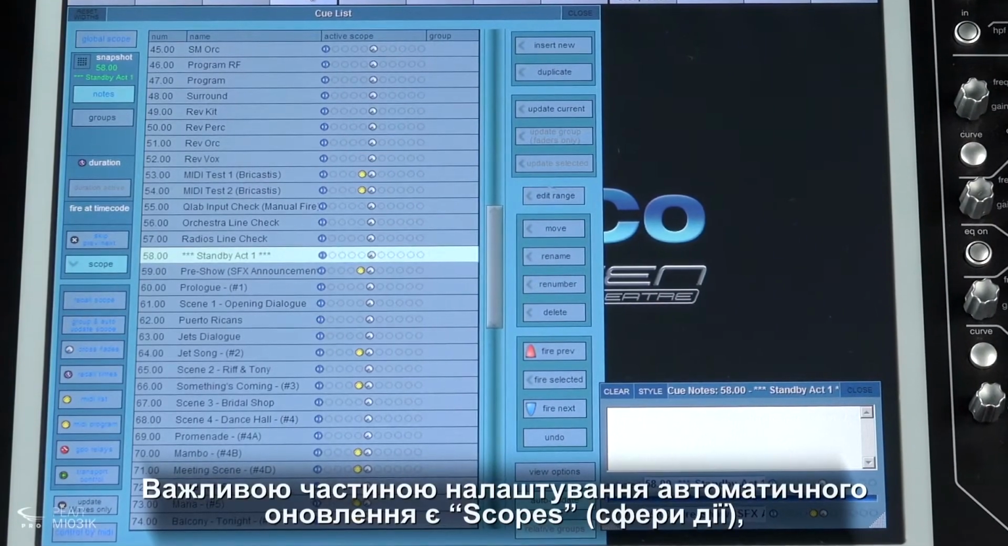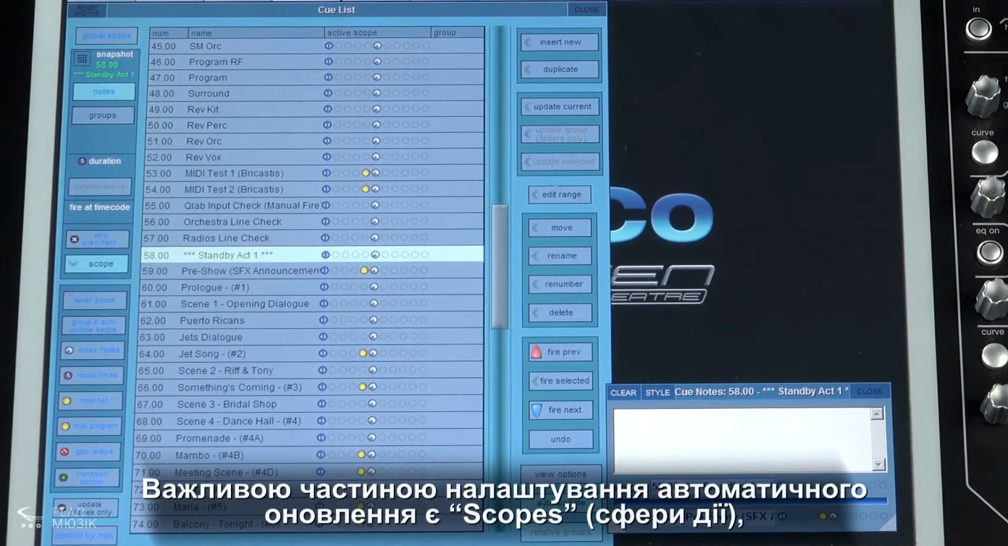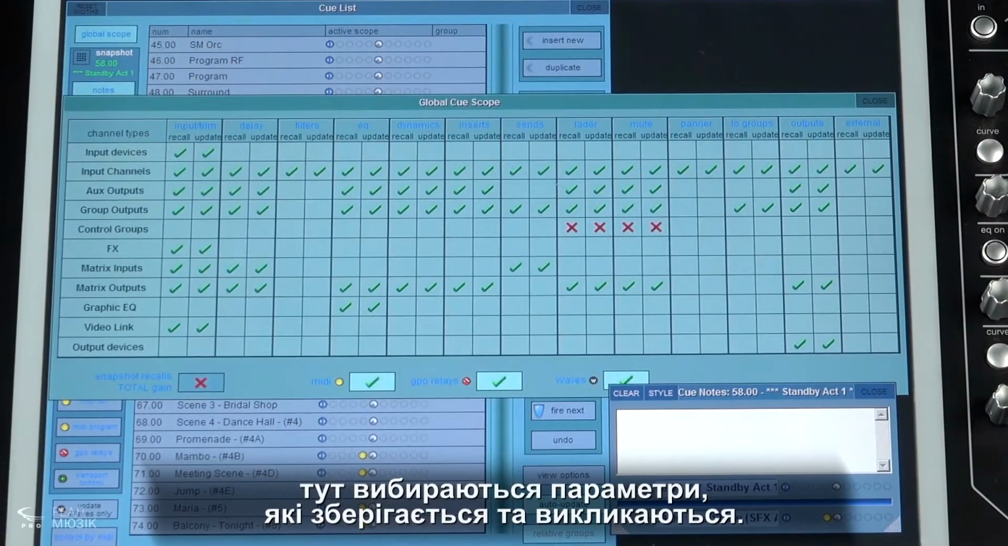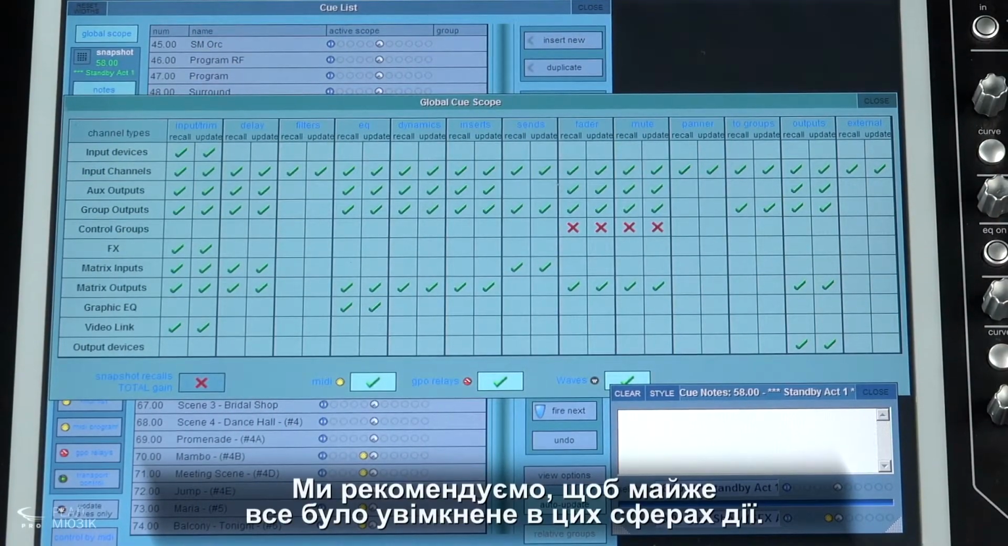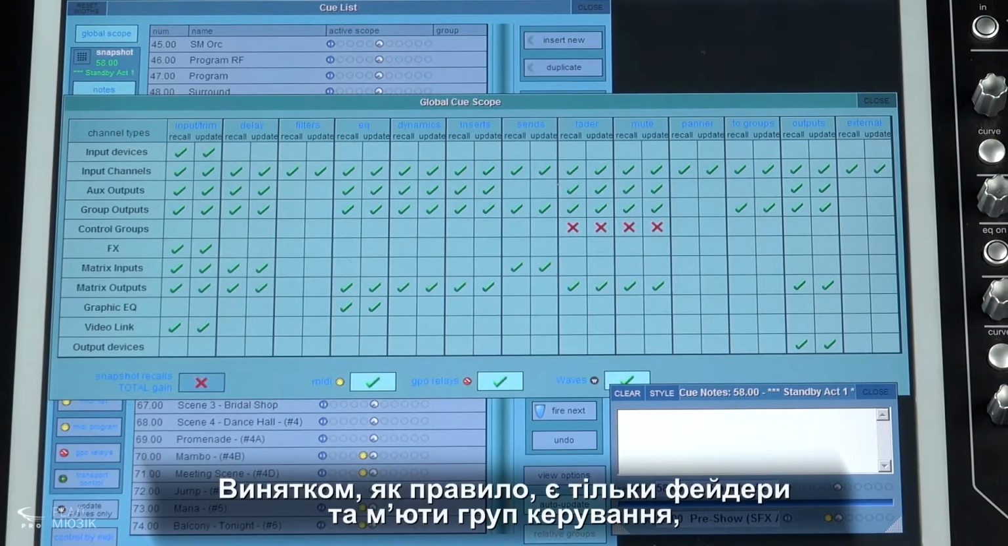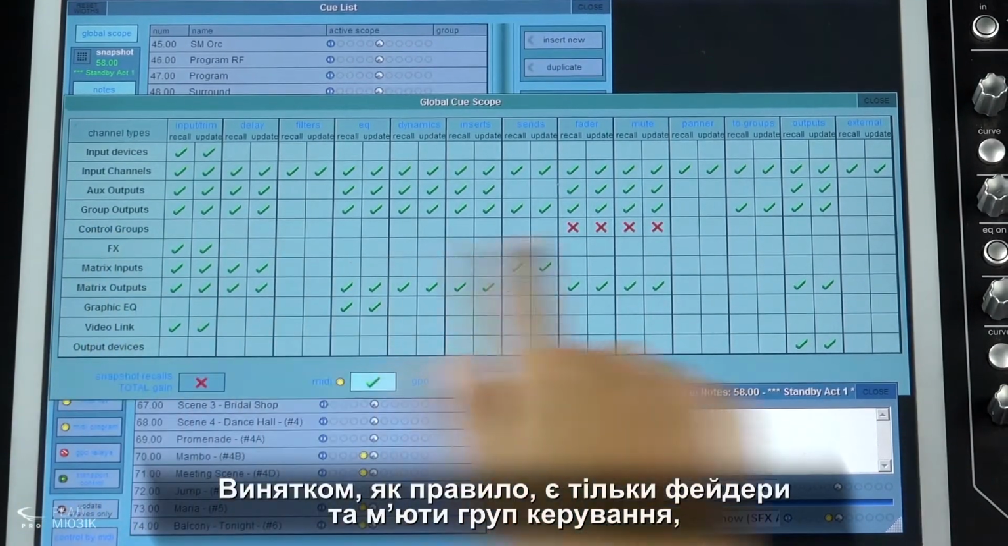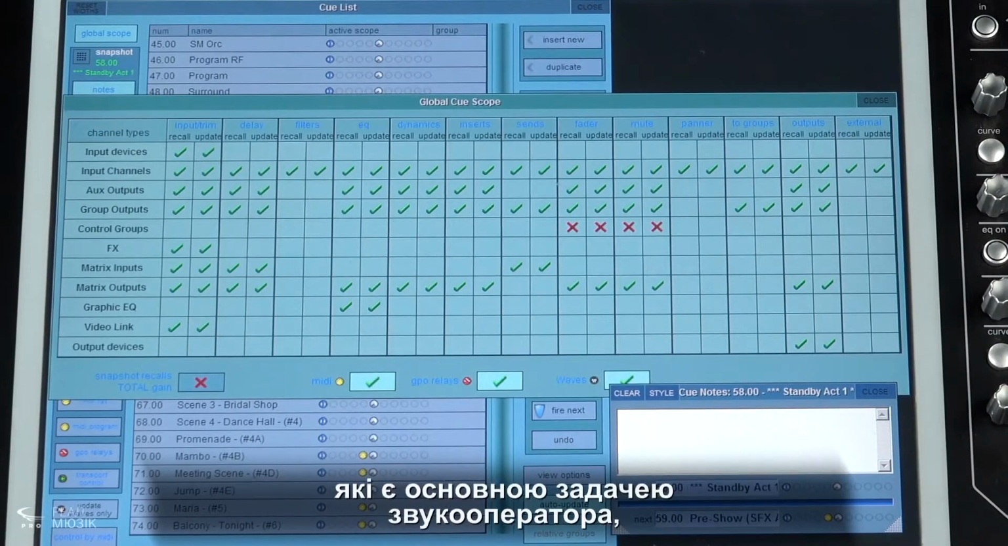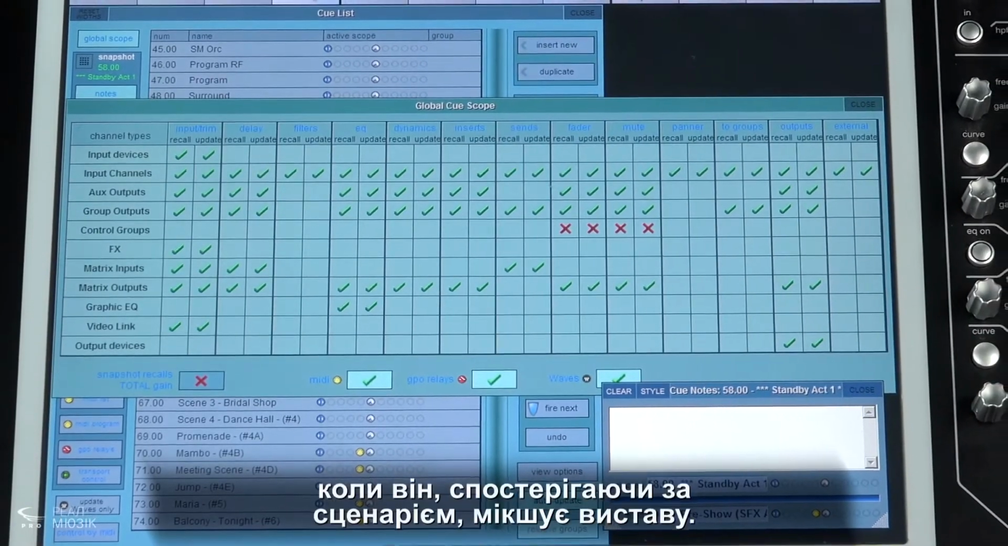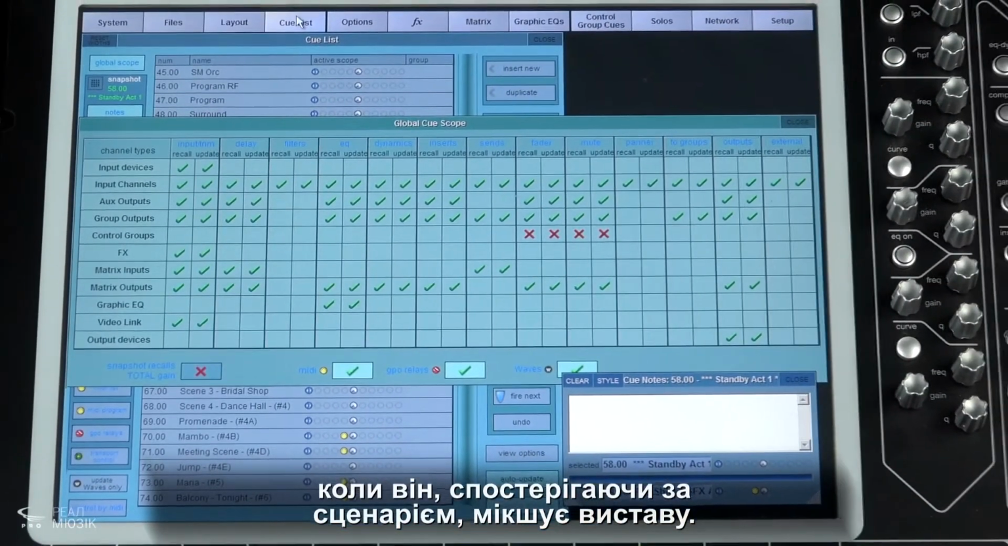An essential part of configuring auto-update are the scopes, the selection of what is saved and recalled. By design, we recommend that almost everything is left enabled in scopes. The exception to this is usually the control group faders and mutes, which are the primary focus of the operator when following the script and mixing the show.